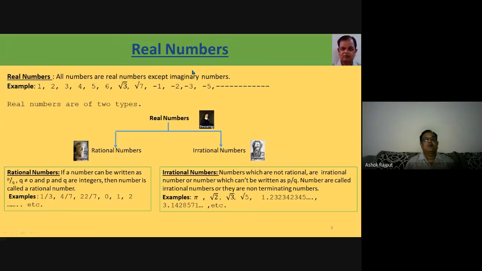Real numbers. All numbers are real numbers except imaginary numbers. Imaginary means which we can only think, but they are not in our real life. So, examples: 1, 2, 3, 4, 5, 6, root 3, root 7, minus 1, minus 2, minus 3, minus 4, minus 5, up to infinite. These are the real numbers. Real numbers are of two types: rational numbers and irrational numbers.